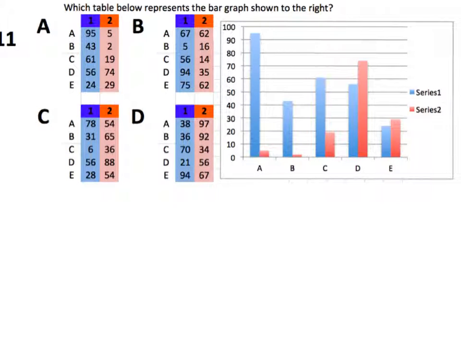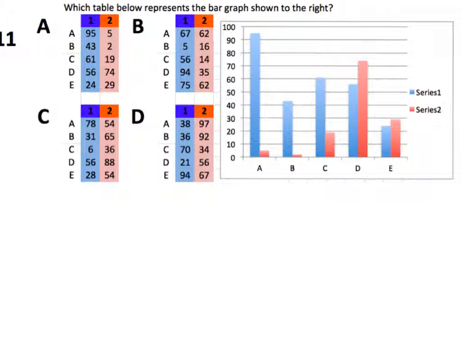Which table below represents the bar graph shown to the right? So notice you have a blue column and a red column, 1 and 2, for A, B, C, D, and E in each table. You have to figure out which table of values is being graphed over here. For example, A will have 2 columns with it, one that represents 95 and one that represents 5 in red, if that's the right one.